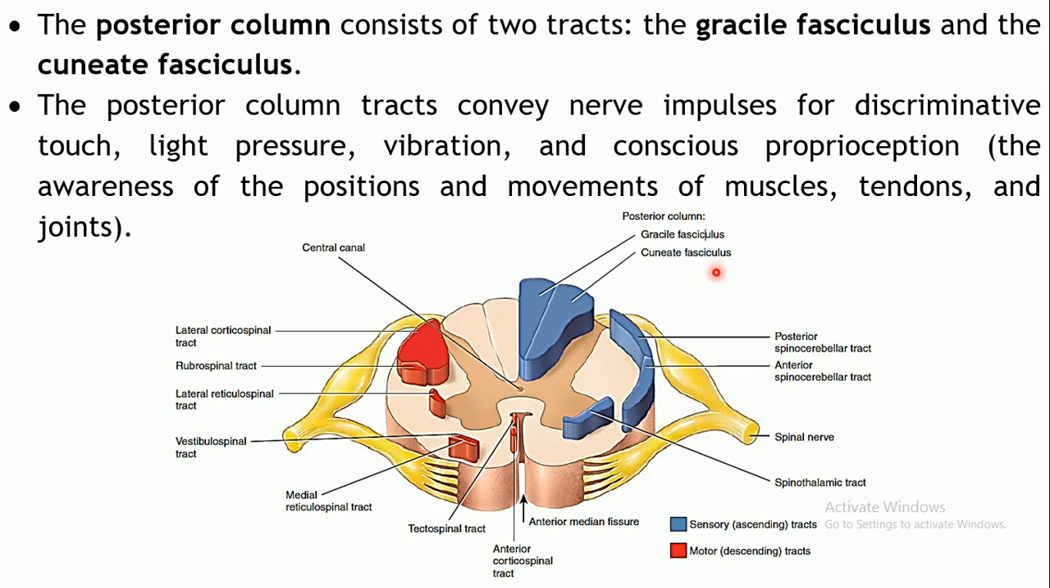These posterior column tracts usually carry the impulses for discriminative touch. Discriminative touch is the one in which you are able to identify the origin of the touch, where exactly it is originating. It is also known as fine touch. They also carry impulses for light pressure, vibration or conscious proprioception. Proprioception is the awareness of the position and the movement of the muscles, tendons and joints.